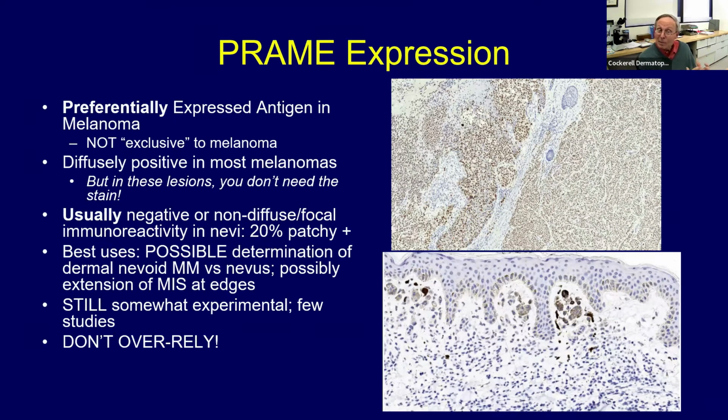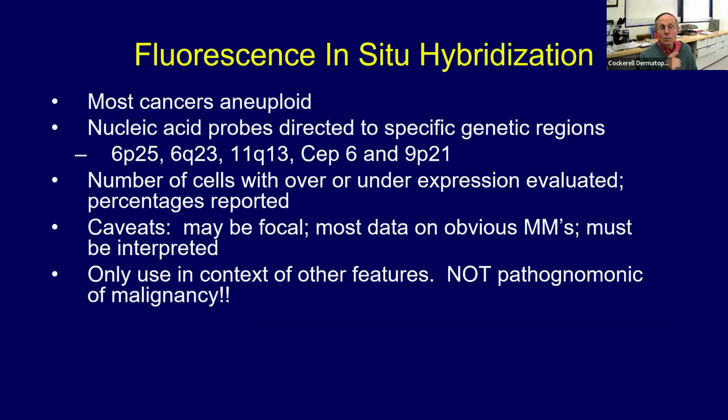Maybe you have a nevus and a melanoma, the melanoma area will stain with the PRAME and it'll lose the P16. And so that can kind of help you sort of distinguish, but in most cases, you really don't need it.